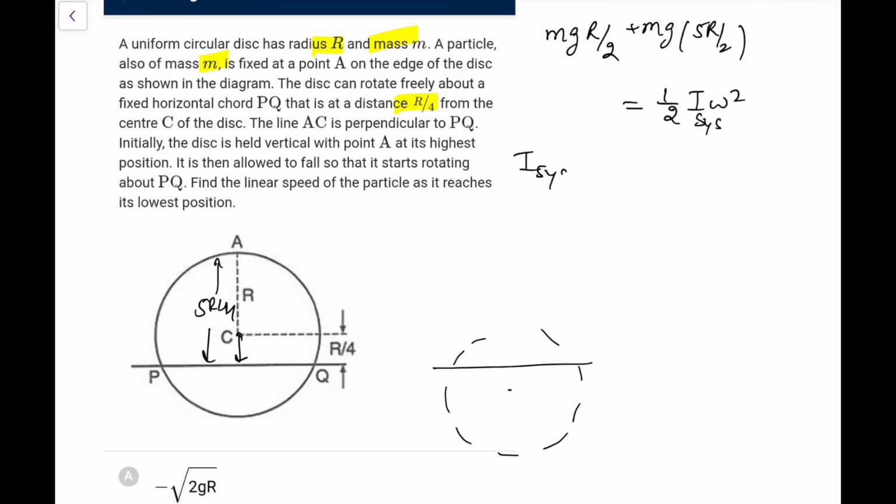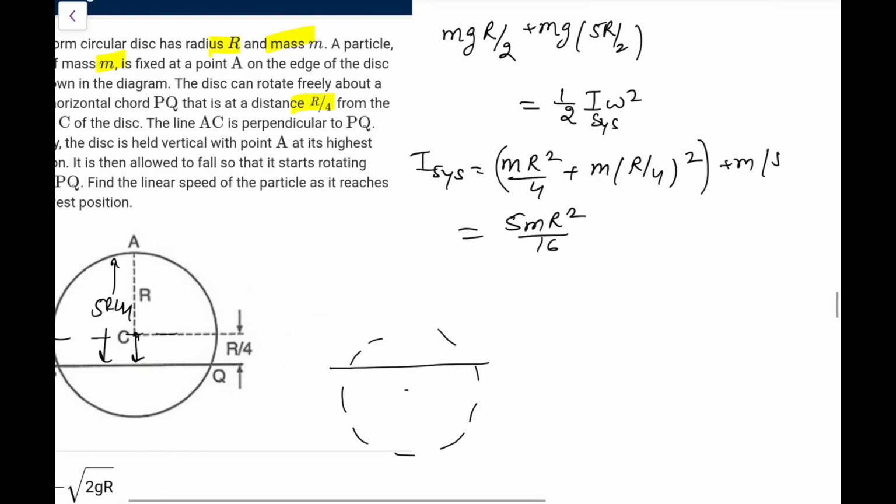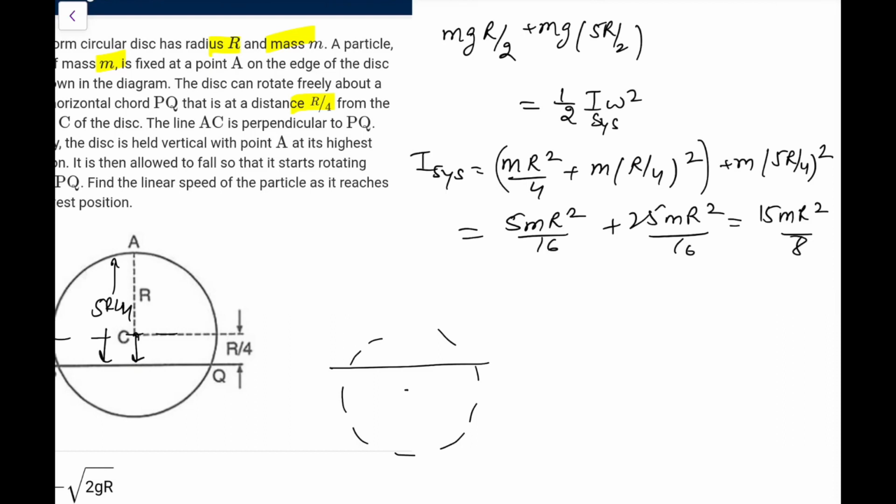Now what is I of system? First of all, the disc about this CM axis or diametric would have been mr square by 4, so shifted by m r by 4 whole square. So it is mr square by 16, so it comes out as 5 mr square by 16 for the disc, and for the particle it would be m into 5r by 4 whole square, that is 25 mr square by 16, so it comes out as 30, I can write it 15 mr square by 8.